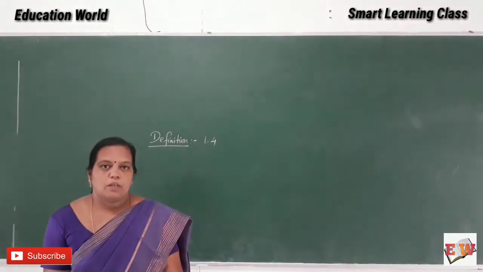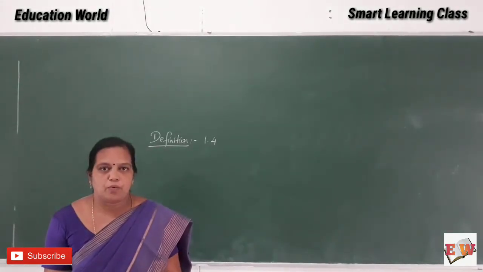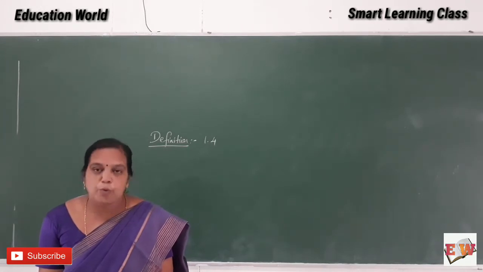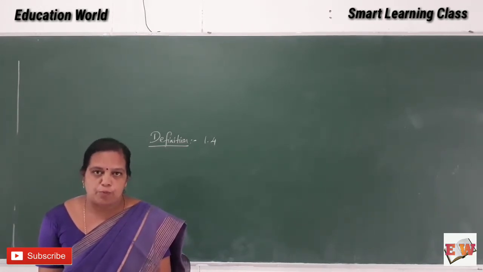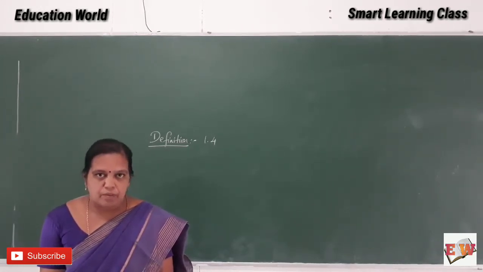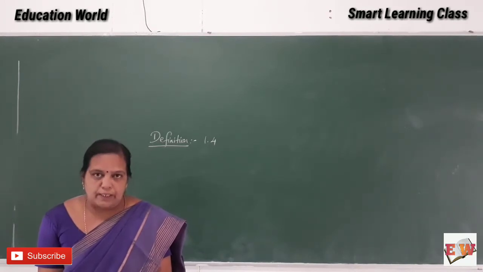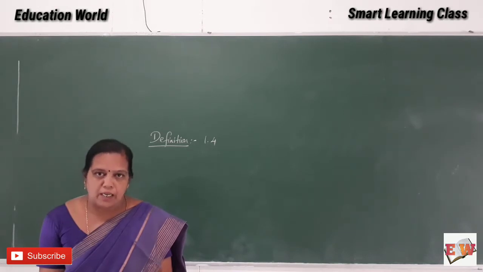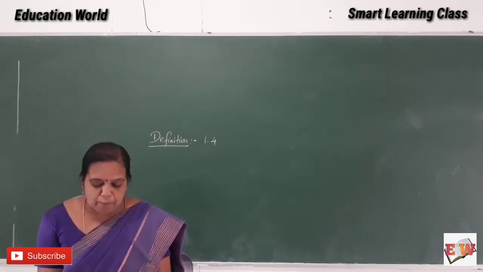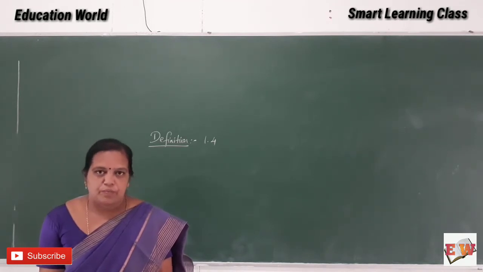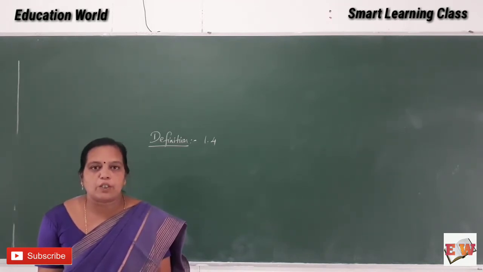Hi students, now we are going to see the definition 1.4. Two matrices A and B are said to be equivalent to one another if one can be obtained from the other matrix by the application of elementary operations. Here A is equivalent to B.